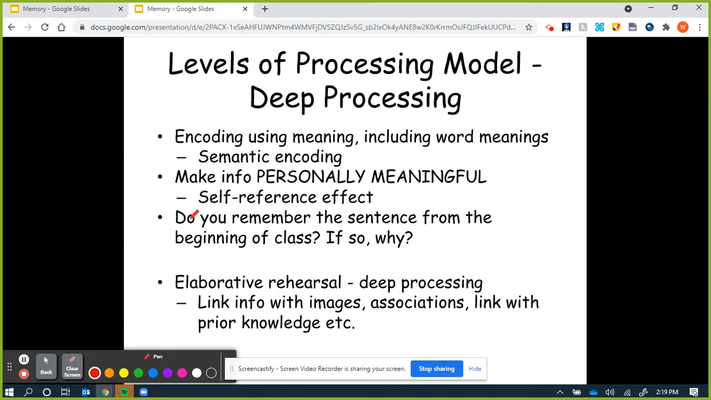If you make information personally meaningful, all right, I've told my classes, the best way is with real life examples. You can take mine, and that's fine, but the way that you're really going to learn and retain the information is if you come up with your own examples that tie back to you, what is called the self-reference effect.